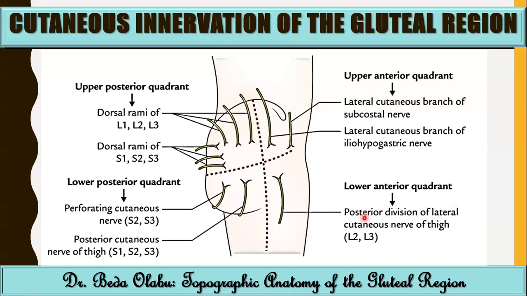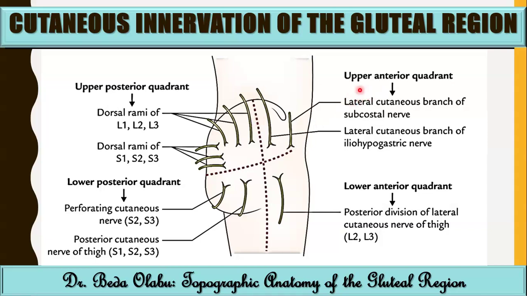Let's start with the skin of the gluteal region. So there are many nerves that supply the skin of the gluteal region. You can even divide this into quadrants. I'm doing this because there's some nerves we've not mentioned and some we mentioned. An atlas will give you a nice pictorial view of how the skin of the gluteal region is supplied.